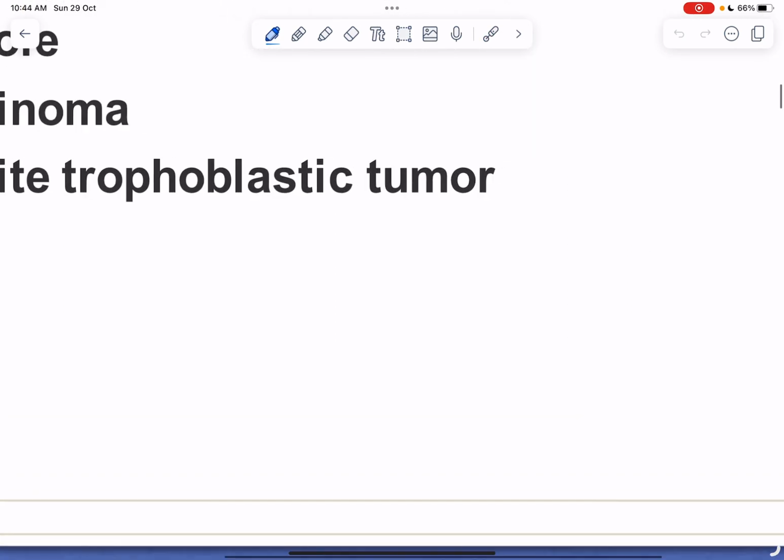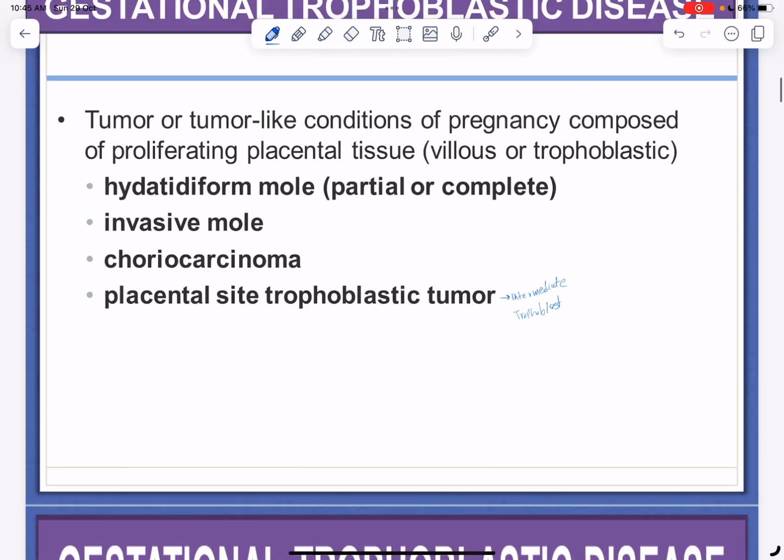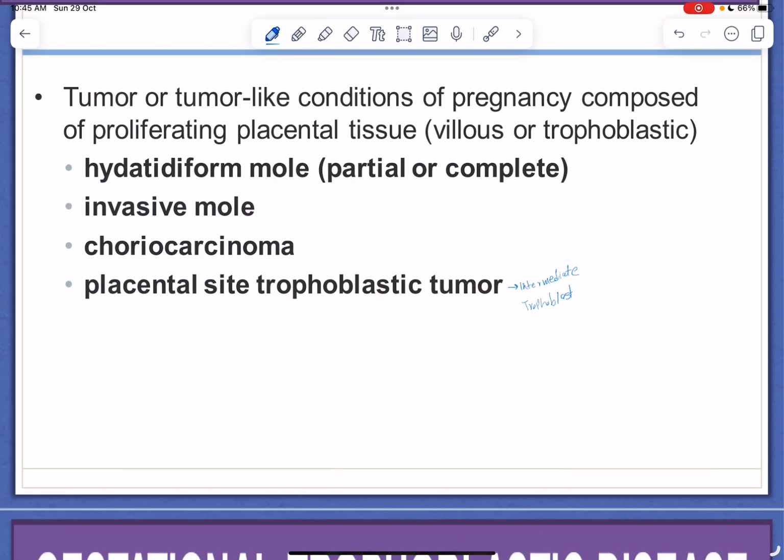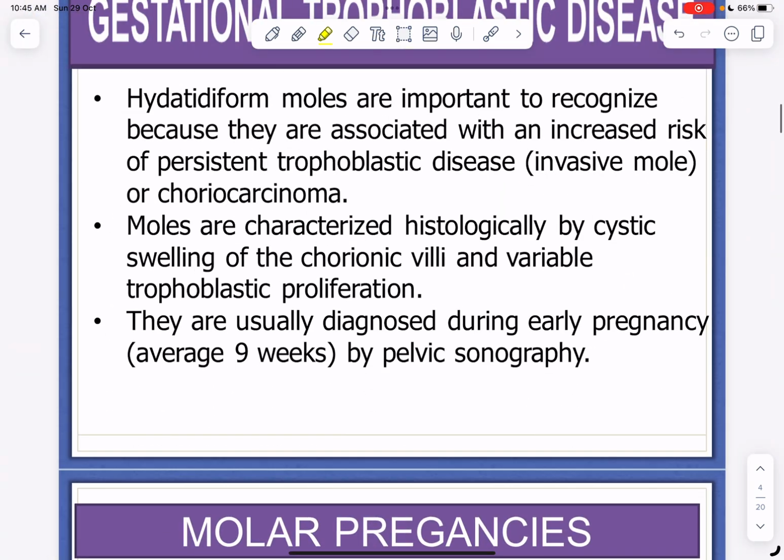Let us talk about the hydatidiform mole, and hydatidiform moles are important. Why is it important to recognize hydatidiform mole? Because they are associated with an increased risk of persistent trophoblastic disease. It may transform from hydatidiform mole to invasive mole. At this point, it will penetrate the myometrium and become an invasive mole. Other malignant transformation is a choriocarcinoma. So you have to know the hydatidiform mole very well.